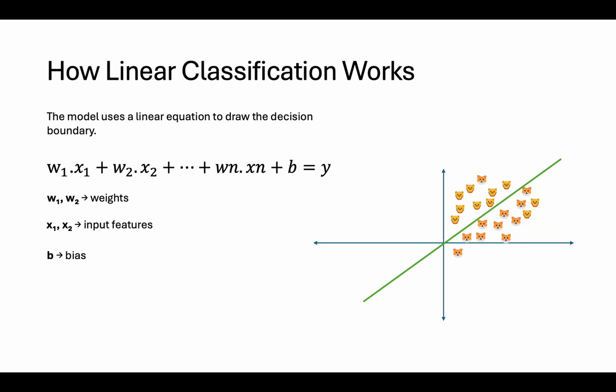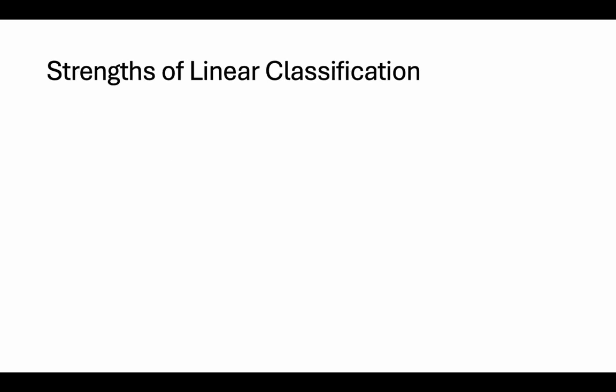The model relies on a linear equation to create the decision boundary. This equation combines the input features with parameters called weights and adds a bias term. The result tells us on which side of the boundary the point is located. The weights control how steep or flat the boundary is. The bias shifts the line to find the best position. During training, the model adjusts these values until the boundary separates the classes as accurately as possible.